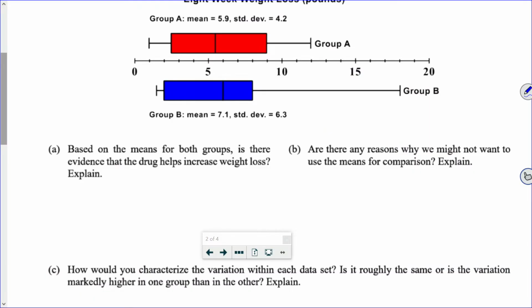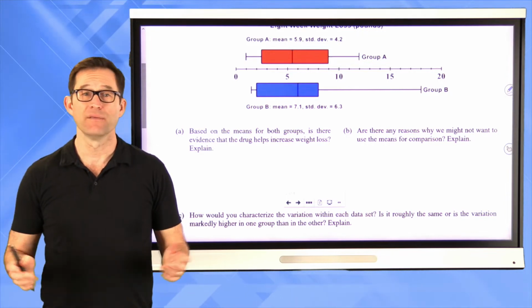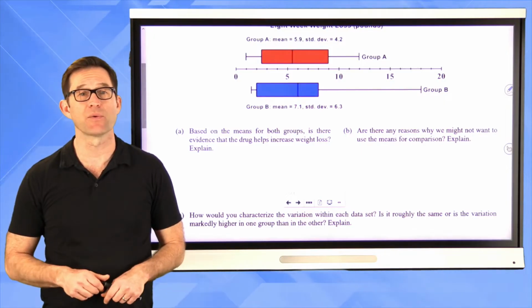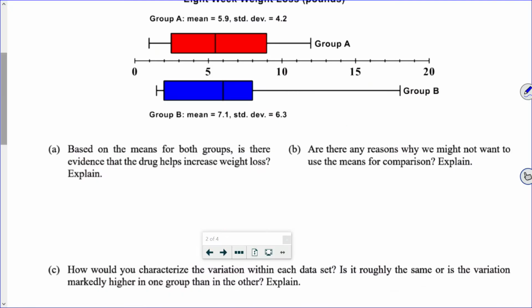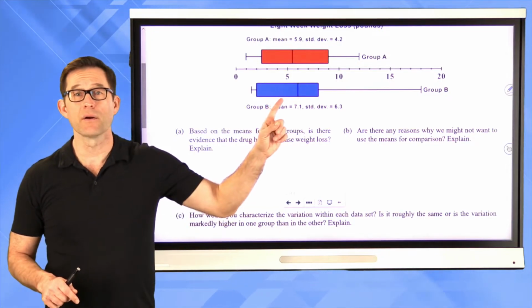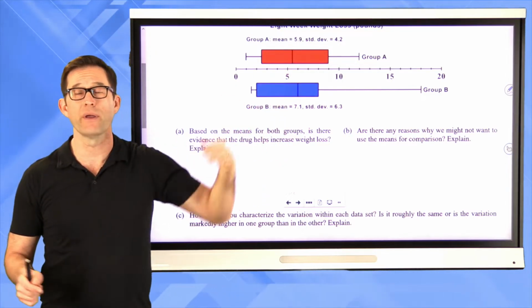Based on the means for both groups, is there evidence that the drug helps increase weight loss? Explain. Pause the video now and tell me based on the means whether or not there's evidence that the drug helps with weight loss. And the answer is sure, yeah. The mean weight loss here was 7.1 pounds. The mean weight loss here was 5.9 pounds.